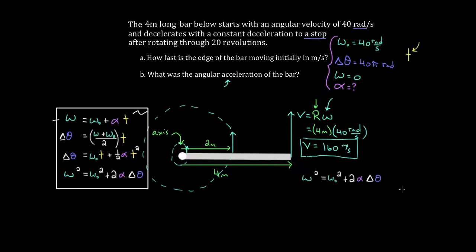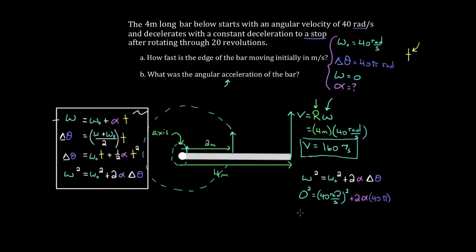So what do we know? We know omega final was 0. So I'm going to put 0 squared, but 0 squared is still 0, equals omega initial squared. That's 40 radians per second squared. And then it's going to be plus 2 times alpha. We don't know alpha, but that's what we want to find, so I'm going to leave that as a variable. And then delta theta, we know delta theta was 40 pi radians since it was 20 revolutions.